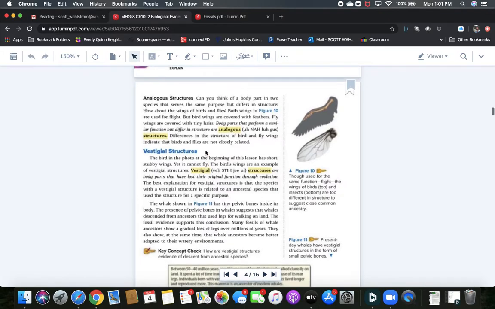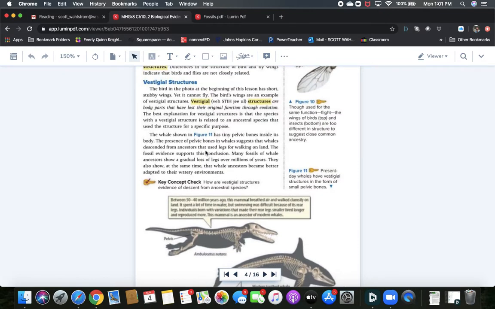Vestigial structures. The bird in the photo at the beginning of this lesson has short, stubby wings, yet it cannot fly. The bird wings are an example of vestigial structures. Vestigial structures are body parts that have lost their original function through evolution. The best explanation for vestigial structures is that the species with a vestigial structure is related to an ancestral species that used the structure for a specific purpose.